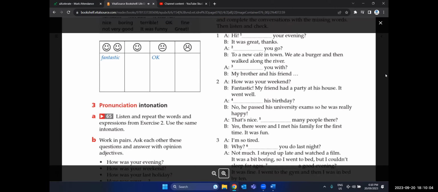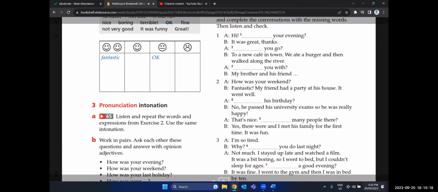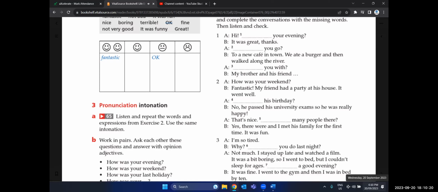Conversation 2. How was your weekend? Fantastic. My friend had a party at his house. It went well. Was it his birthday? No, he passed his university exams, so he was really happy. That's nice. Were there many people there? Yes, there were. And I met his family for the first time. It was fun.